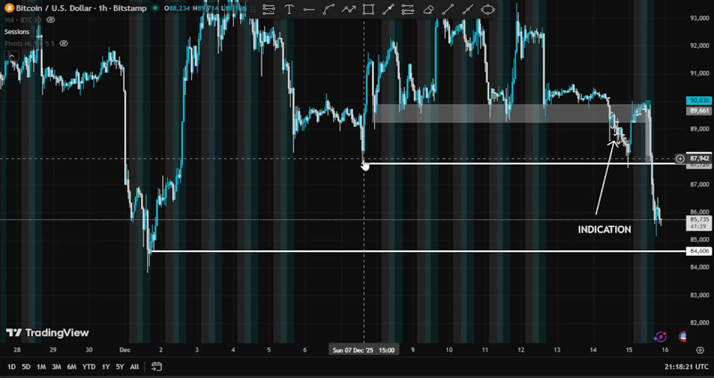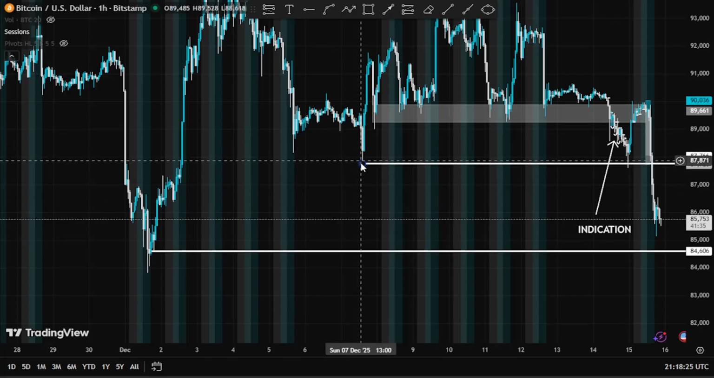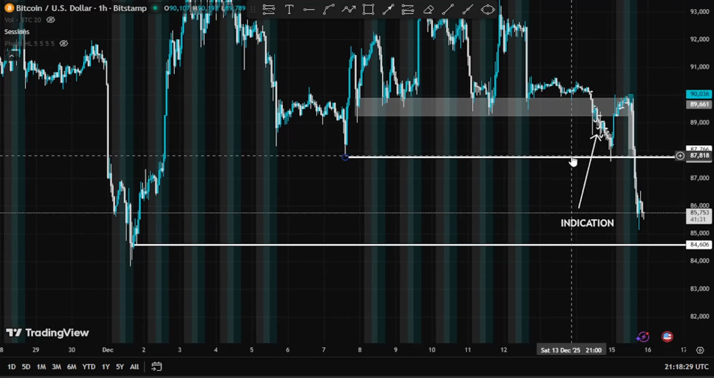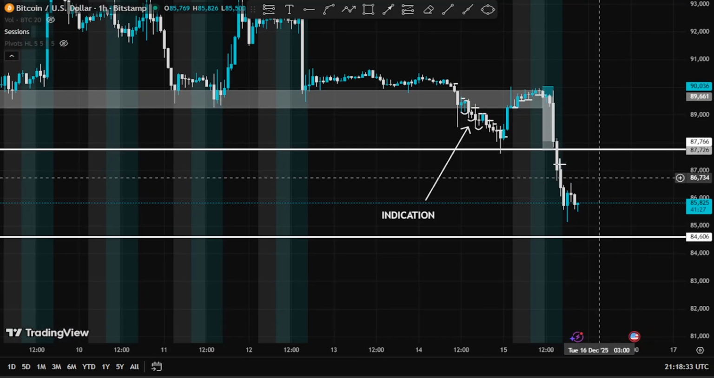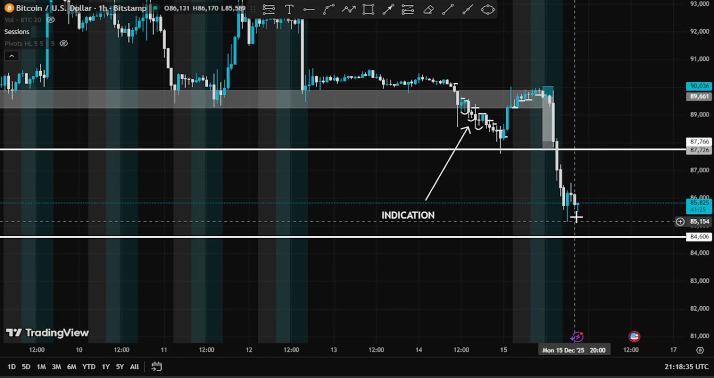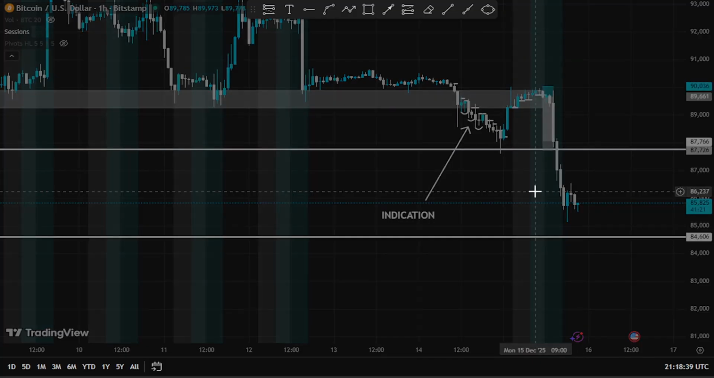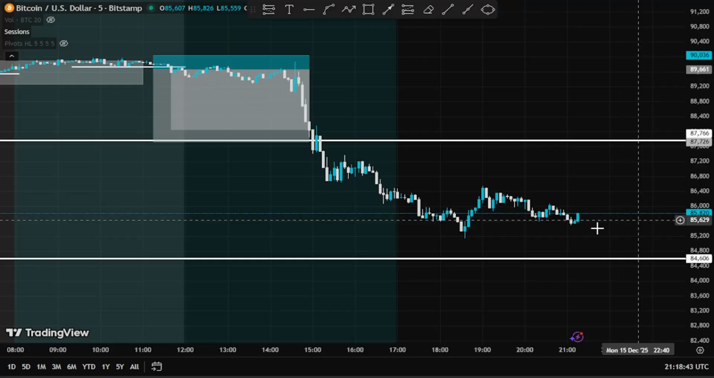So if price breaks here, it is going towards this level, and I know that price will definitely break here because I've made a lower high and price is resuming its overall bias, its overall movement. You can see that price made this level and it's still pushing down. So let's go back to the 5 minutes time frame.